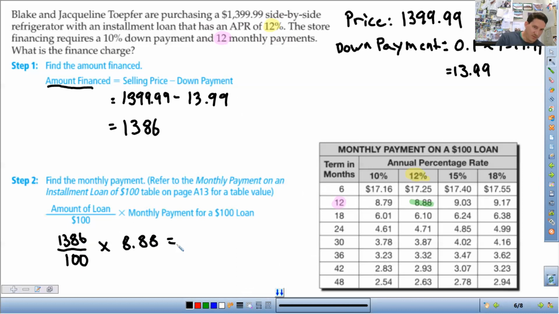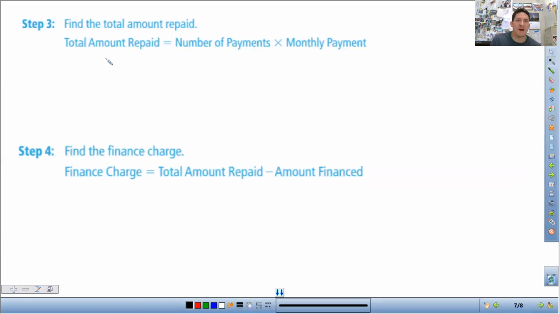So our monthly payment, we're going to do $1,386 divided by 100 times 888 is 123.08. So we'll be paying $123.08 for the loan. So the next step, we take that, we're going to find the total amount that you're going to be paid.